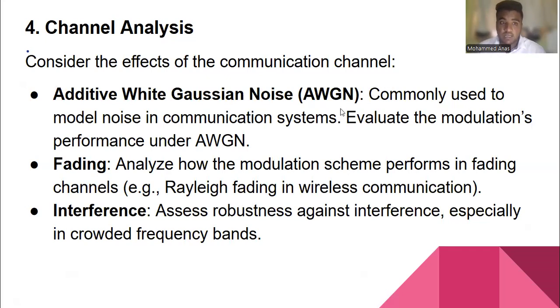Channel analysis means considering the effects of the communication channel. First, AWGN, fading, and interference. Commonly, AWGN is used to model noise in communication systems; evaluate the modulation performance under AWGN. Fading means analyzing how the modulation scheme performs in fading channels. Interference means assessing resistance against interference, especially in crowded frequency bands.